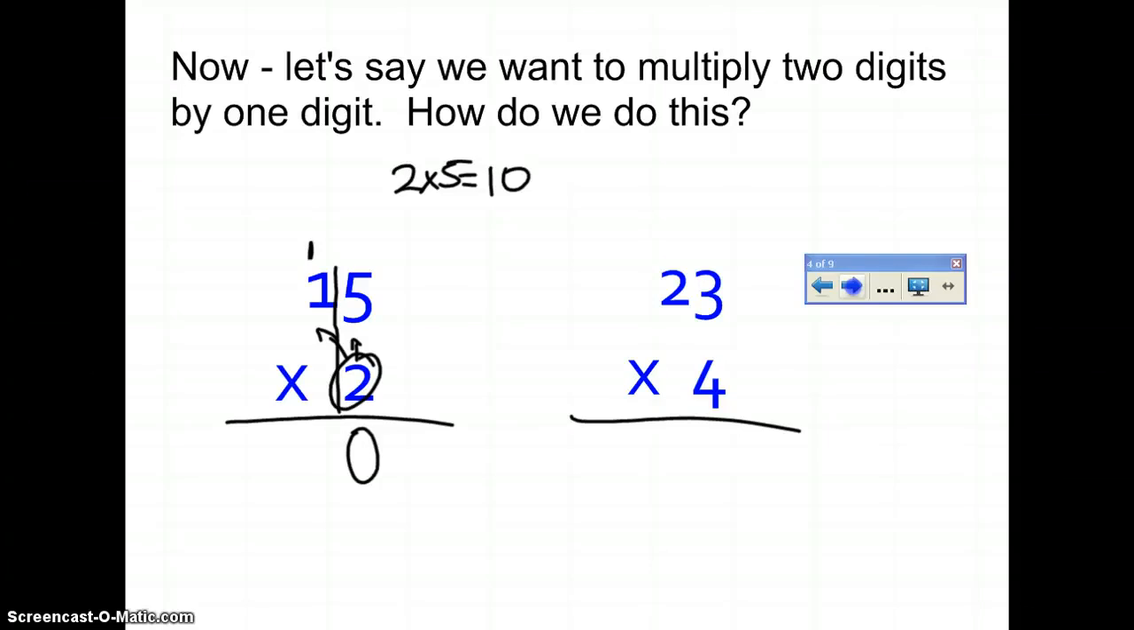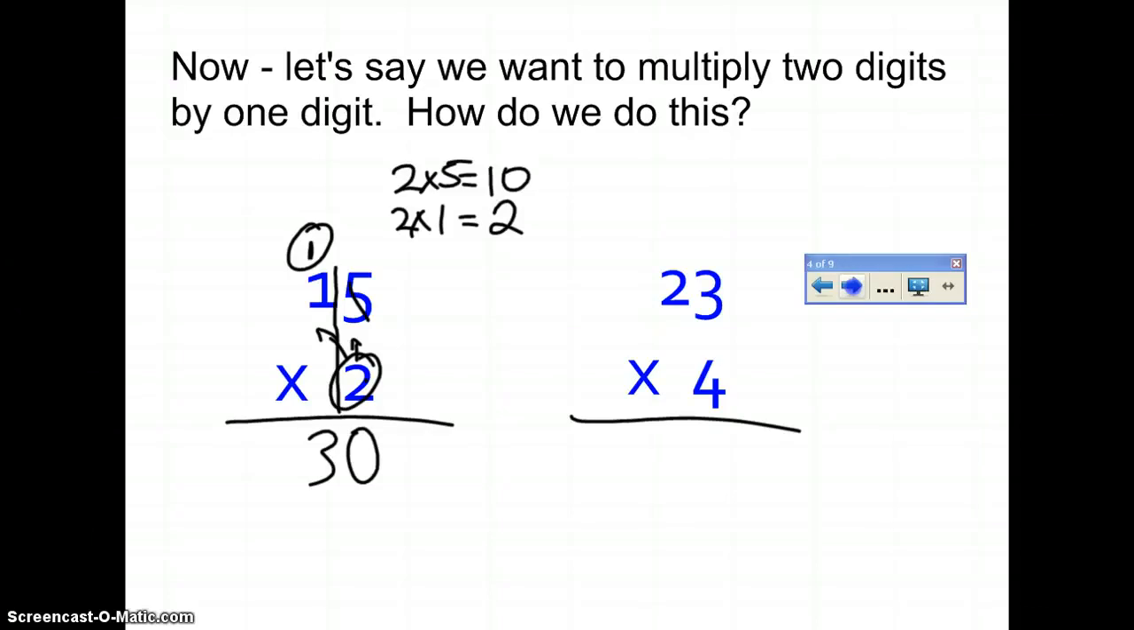Now we have to work the 2 times 1. We've done the 2 times 5, so that's done. So what is 2 times 1? And 2 times 1 is just 2 groups of 1. So that equals 2. So 2 times 1 is 2. We have to remember to add that. So we add that, and the answer is 30. So 15 times 2 equals 30.